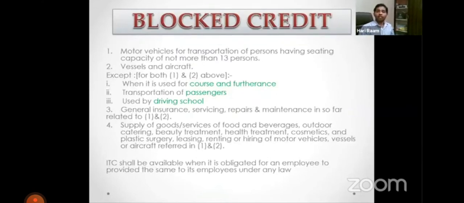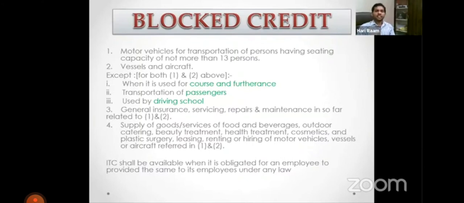First, motor vehicles for the transportation of persons having seating capacity not more than 30, and vessels and aircraft. These three, motor vehicles, vessels and aircraft, we have to remember. Not everything is blocked, only these, and even these are allowed when such motor vehicle, vessel or aircraft is used for the business, or for the purpose of transporting their own passengers, or when purchased for use in a driving school itself. These three are exceptions and are eligible for credit; the balance is blocked.